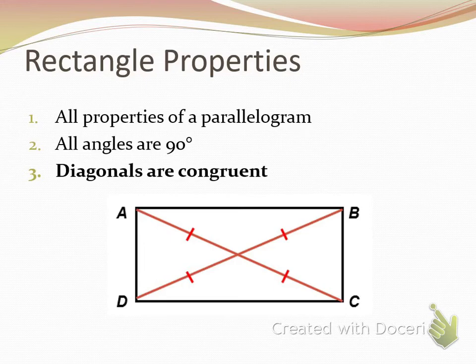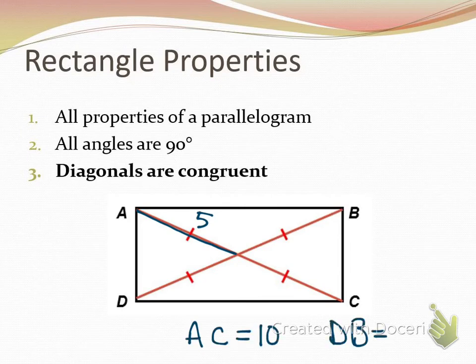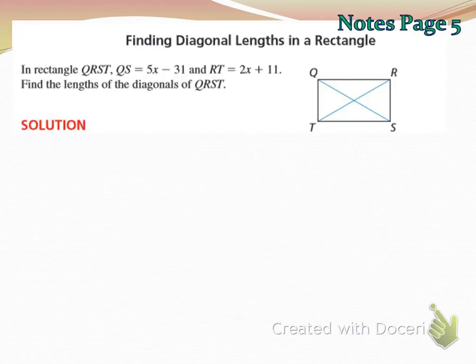So remember that property of diagonals still applies here, meaning it's been bisected. If I just took this piece and it was 5, what would the full length of AC be? 10. And what would the length of DB be? 10. DB would be the whole line. So the whole diagonal is congruent. Okay, the whole length. We are going to use that on the next page and actually do an example. So we are going to do the example at the top of page 5.